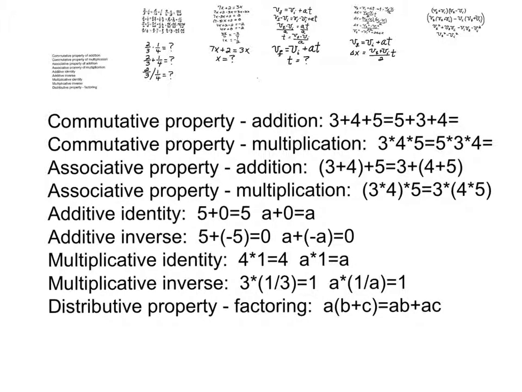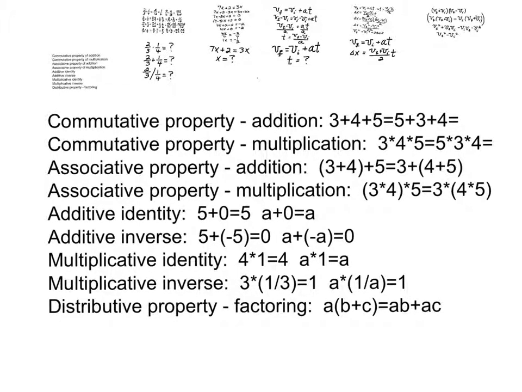The associative property means you can do procedures, if it's just simply addition or multiplication, in any order. So 3 plus 4, then add 5, you'll get the same thing as if you add 3 to 4 plus 5 added first. And the same way for multiplication. That's the associative property.